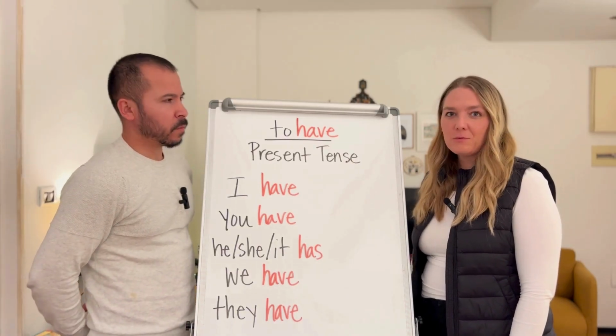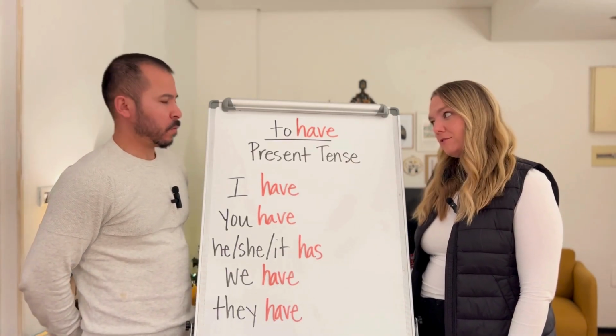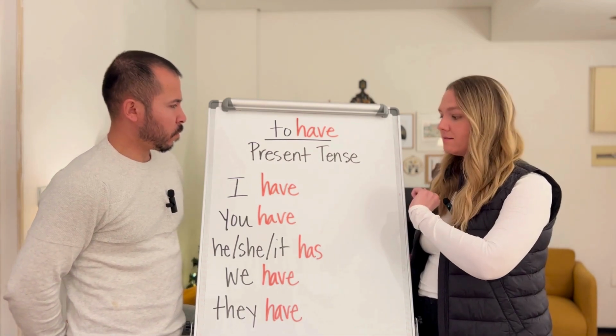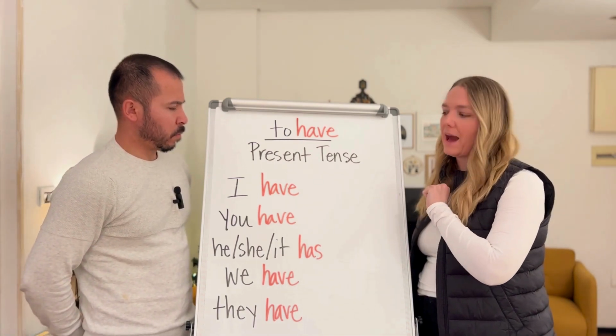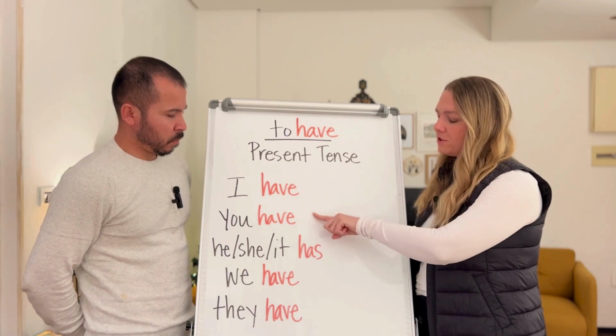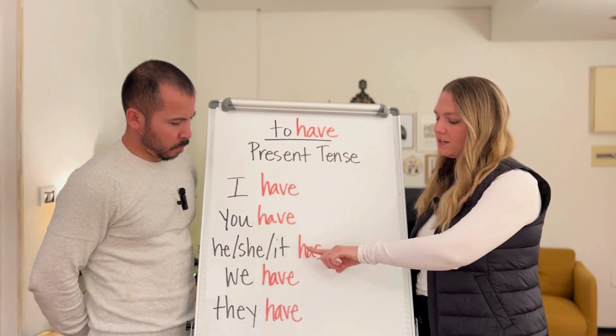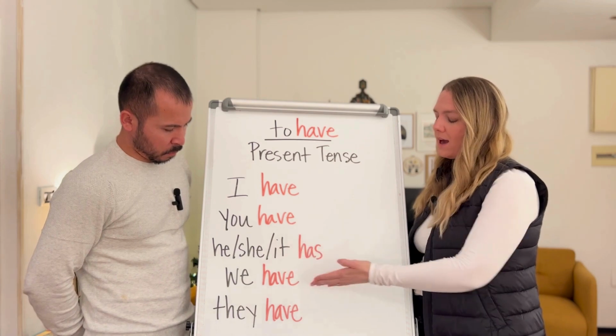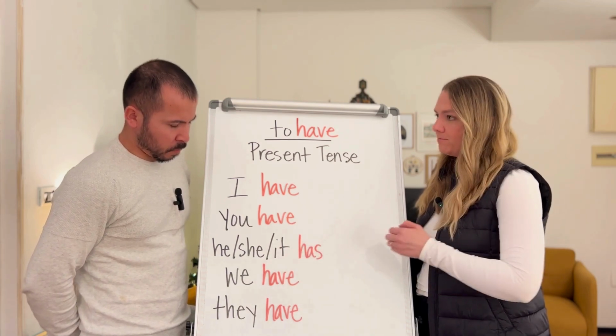The next verb we'll talk about is to have. And in the present tense, this is how we use the verb to have. I have, you have, he, she, it has, we have, they have.